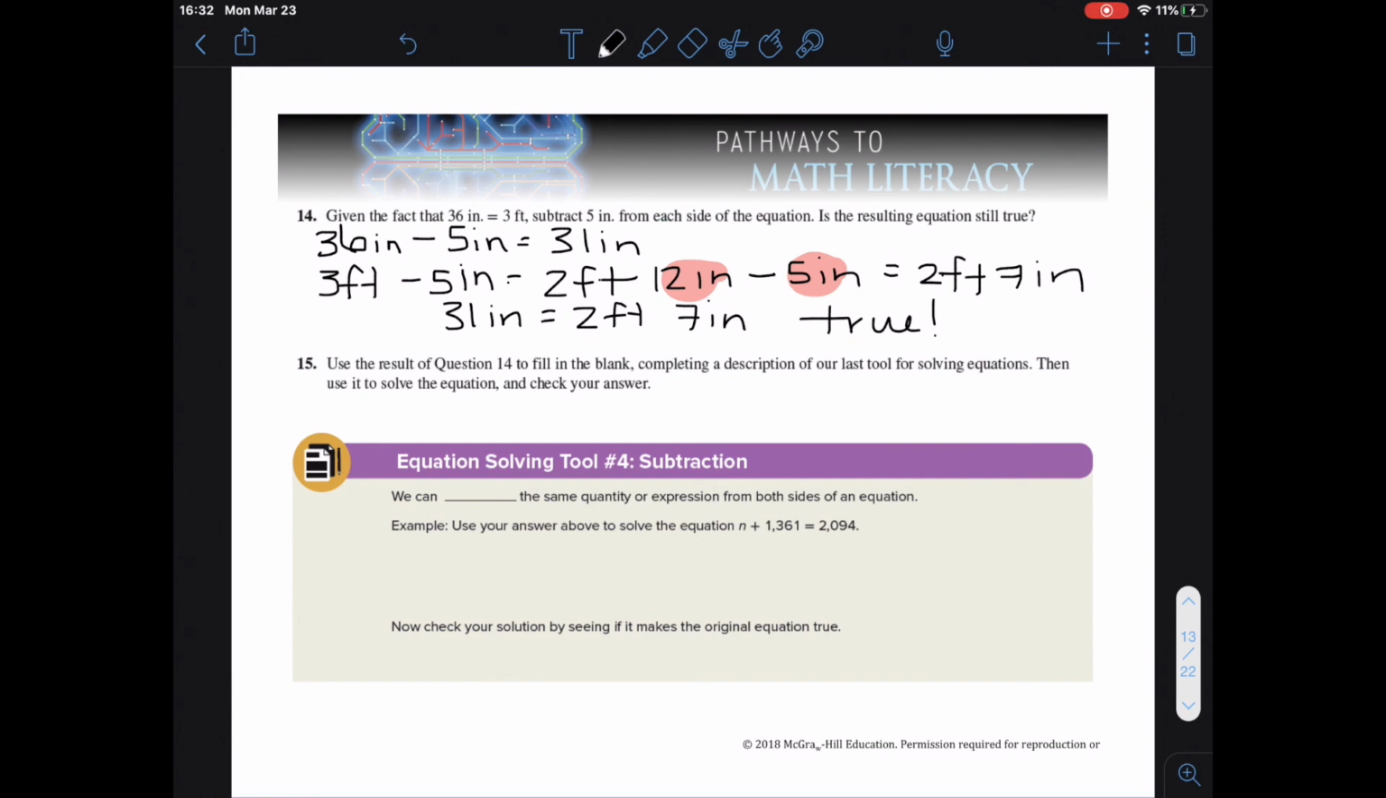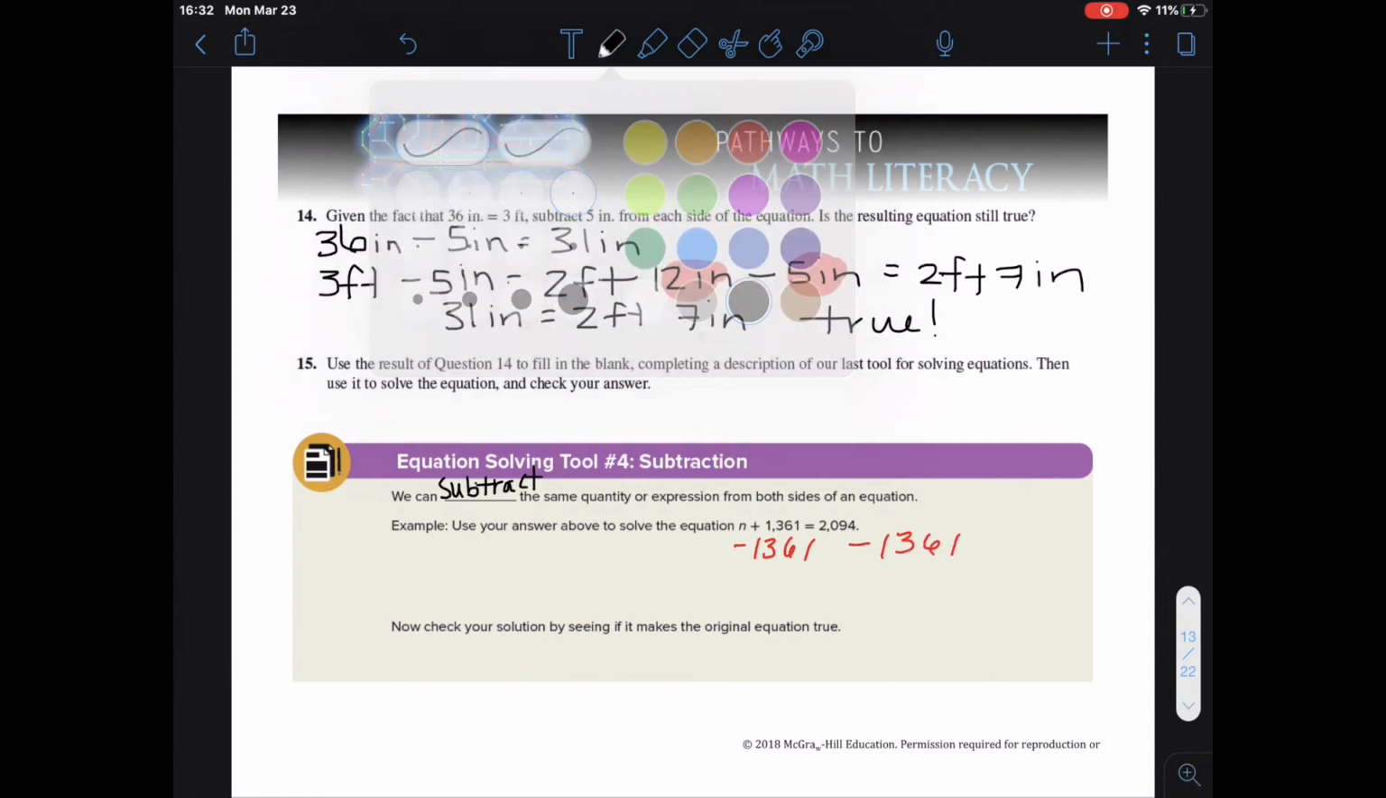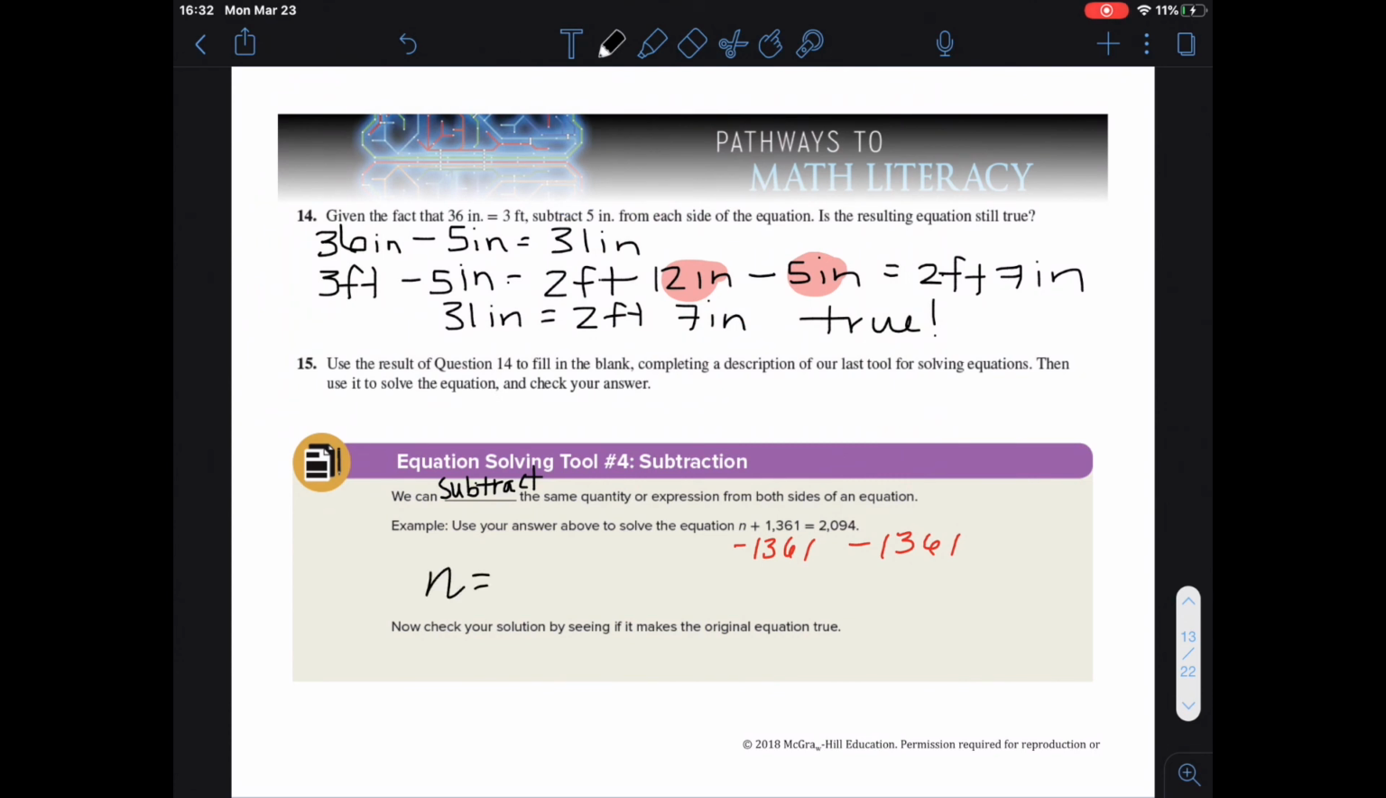Okay? So our next tool is you can subtract the same quantity from both sides and still get a true statement. So we've got n plus 1,361 is 2,094. So we're going to go ahead and subtract that quantity to make them cancel, which means you have to do the same thing to the other side. So by doing that, you'll get n is 2,094 minus 1,361, which simplifies nicely to 733.